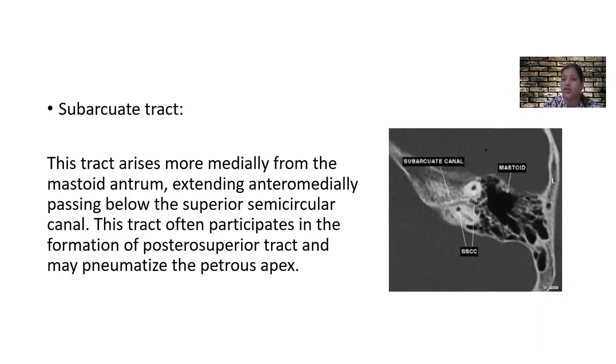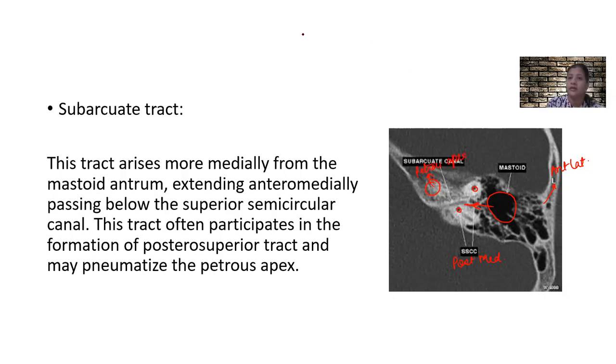Now what is a subarcuate tract? This subarcuate tract goes from the mastoid antrum anteromedially. So far we were talking of posteromedially, where we had the posterior superior and posterior medial cell tracts, and before that the anterolateral cell tract. Now this subarcuate tract passes below the level of the superior semicircular canal, and it pneumatizes the petrous apex.